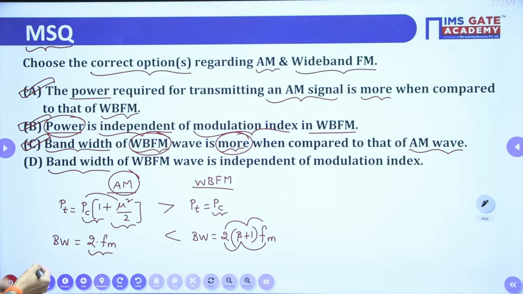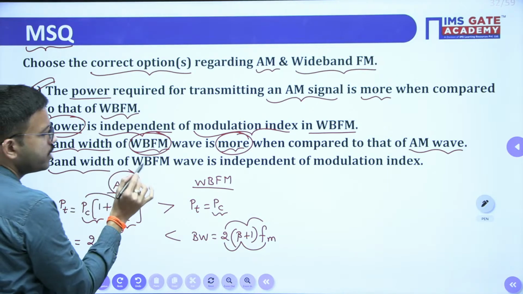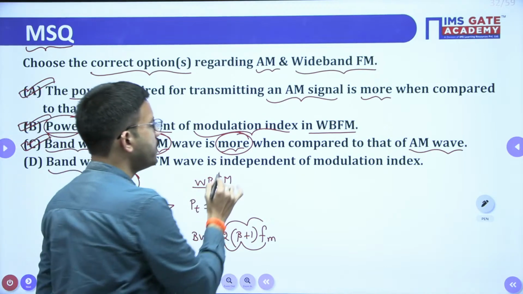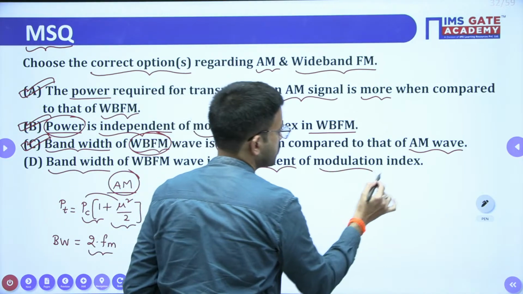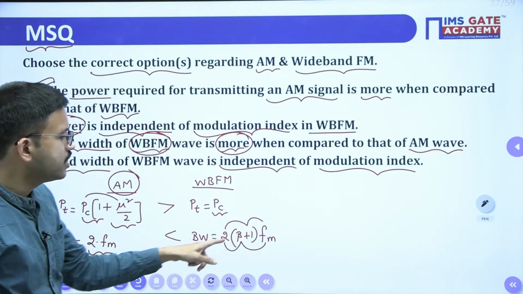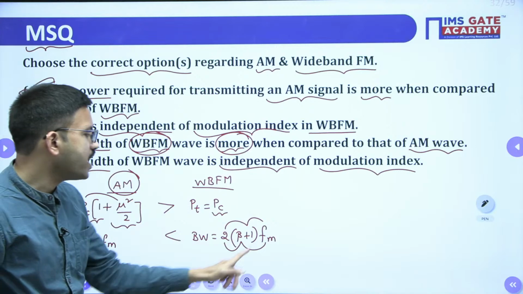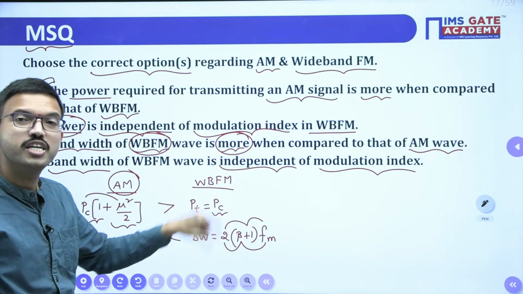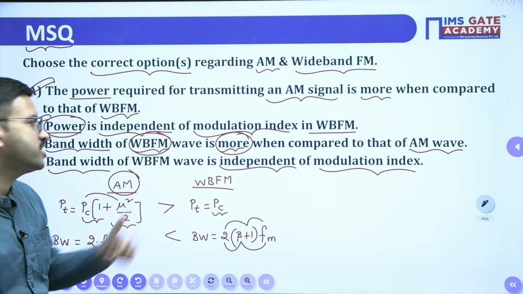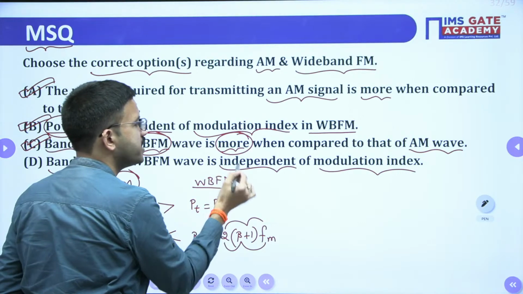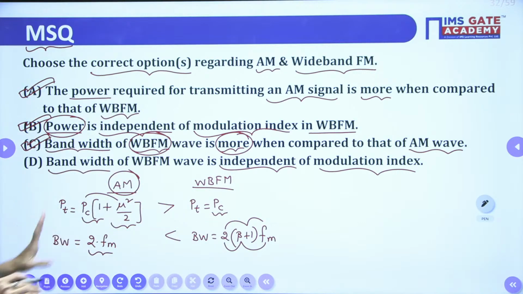Now read option D. Bandwidth of wideband FM wave is independent of modulation index. Just by observing this one, you are having beta, and beta is nothing but modulation index. So the bandwidth of wideband FM depends on beta, depends on modulation index. But here they have mentioned independent, so that is not correct. So only three choices are correct for the given question: option A, option B, option C.